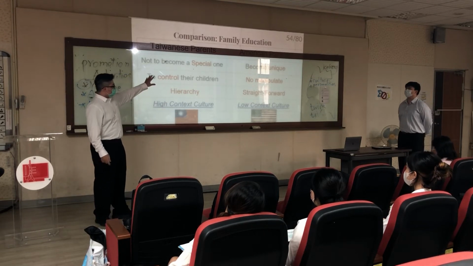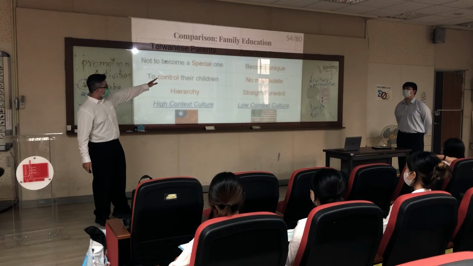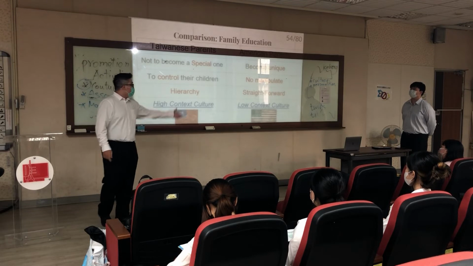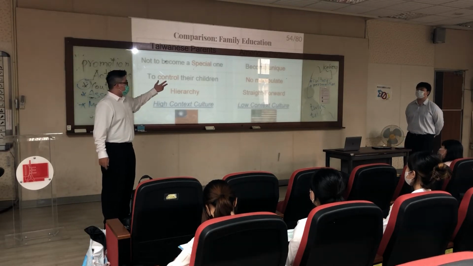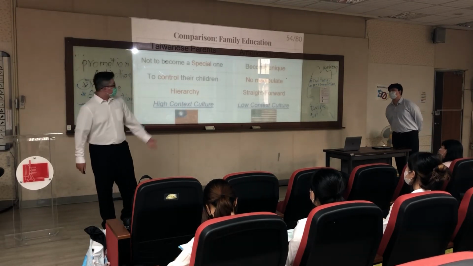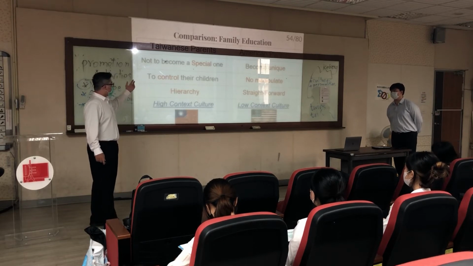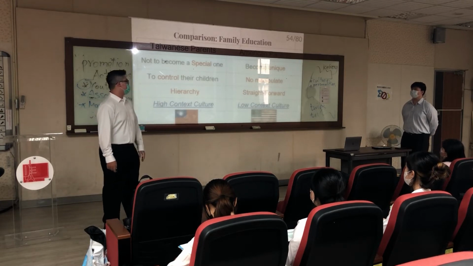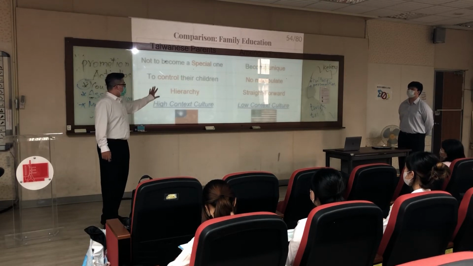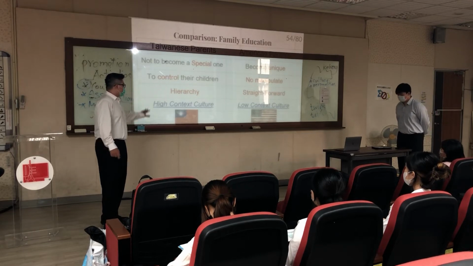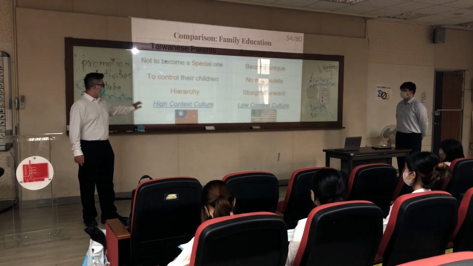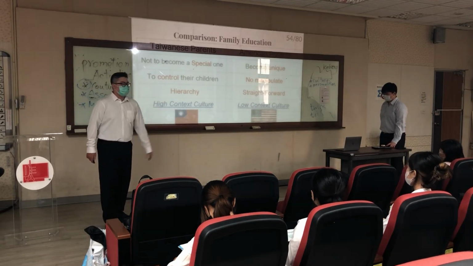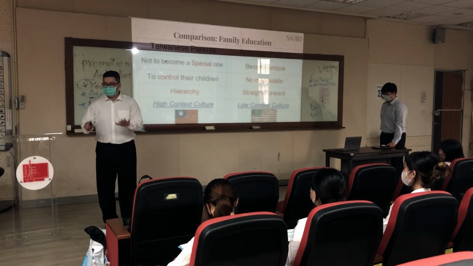So I use this comparison form for the family education between the different countries. As you can see, it's very clear. Taiwanese parents do not want their children to become so special, and American parents want their children to become unique, or we say distinguished. Taiwanese parents want to control their children in many ways. American parents will not manipulate their children. Taiwanese parents are more hierarchical, American parents go straightforward. So the results show you that Taiwanese parents are a high context culture, and American parents are a low context culture.